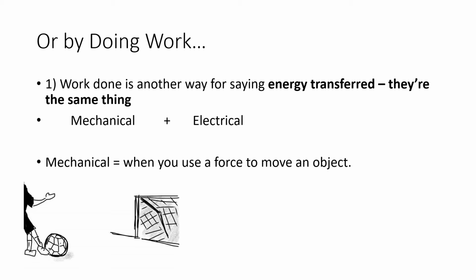Or we can do it by doing work. Now, work done is just simply another way of saying energy transferred. They're literally the same thing. Now, the 2 ways of doing work are mechanical and electrical. An example of mechanical is when you use a force to move an object. An example of this is when someone is kicking a ball. The kinetic energy from their leg is being transferred to the kinetic energy of a football.